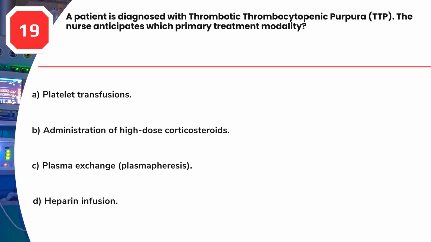Question 19. A patient is diagnosed with thrombotic thrombocytopenic purpura, TTP. The nurse anticipates which primary treatment modality? A. Platelet transfusions. B. Administration of high-dose corticosteroids. C. Plasma exchange, plasmapheresis. D. Heparin infusion.